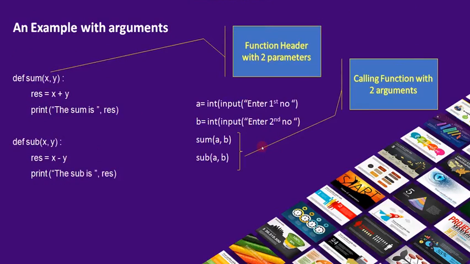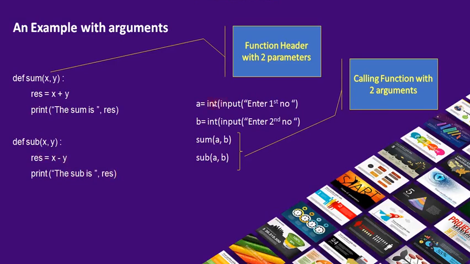The next part, here it is explaining one example with argument. This is the second example with argument. So in this case, I use two user defined functions. One is in the name of sum and one is in the name of sub. Here the sum function has two parameters and the sub function has two parameters. Here it is calculating the result equal to x plus y and printing the result. Here it is finding result equal to x minus y and printing the subtraction result.